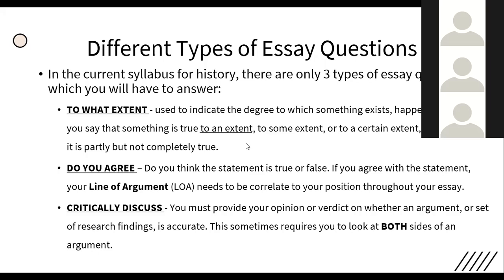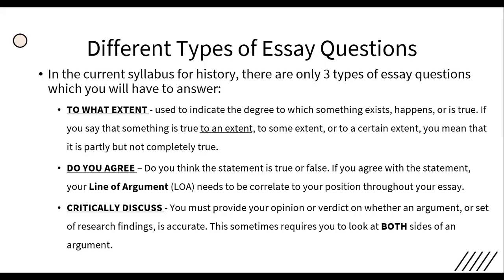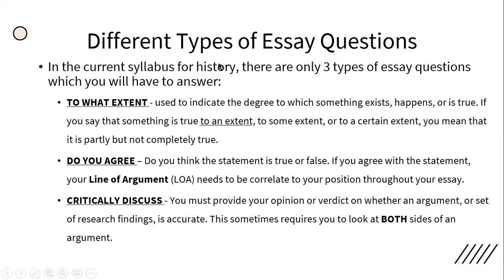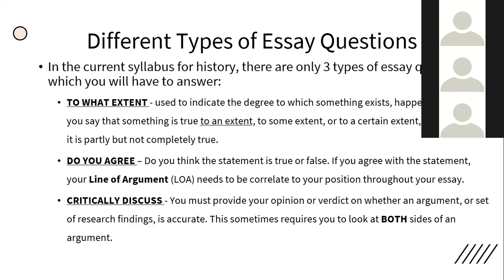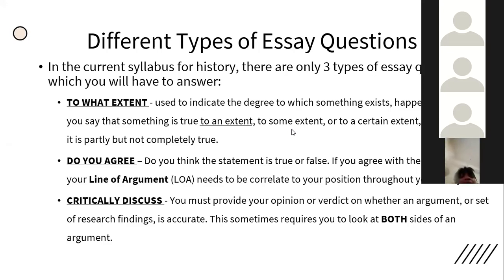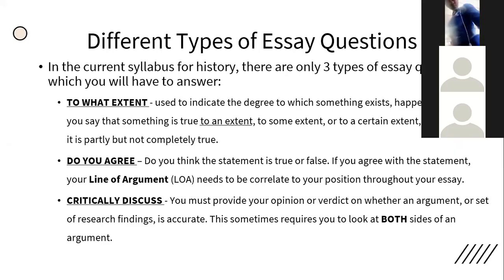Okay, so the different types of essay questions that we get. In history, we are very lucky because they only ask a question in 3 different ways. The first way is to what extent, and I use the word first very loosely. It basically just means that these are the 3 ways. The first way is to what extent, which is basically used to indicate the degree to which something exists or happens. We'll say something is true to an extent, to some extent, or to a certain extent, when something is partly but not completely true.